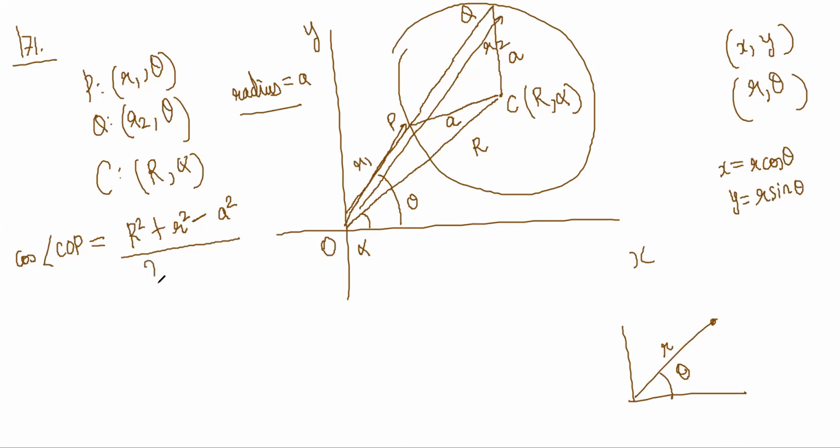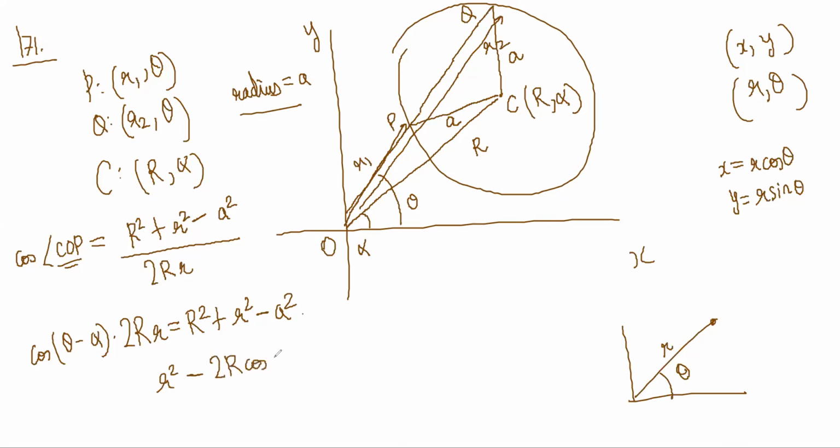2 into capital R into small r. And now angle COP was basically theta minus alpha, correct? You will get cos of theta minus alpha into 2 capital R small r is equal to capital R square plus small r square minus A square. So you get r square minus 2R cos theta minus alpha into r, plus capital R square minus A square is equal to 0.